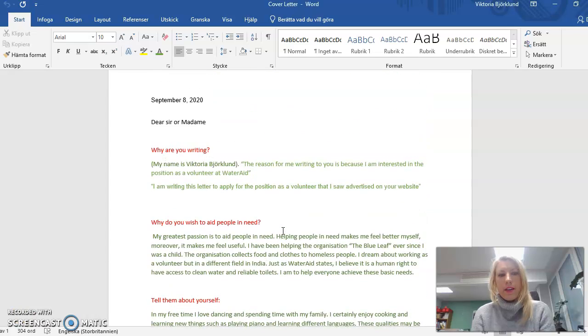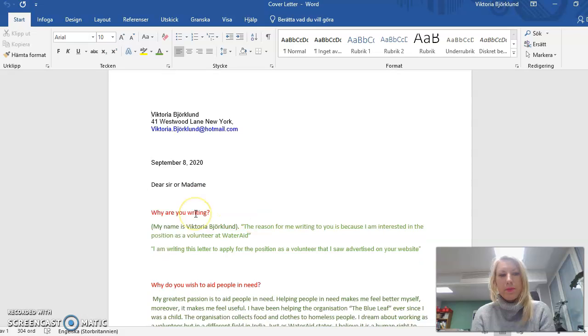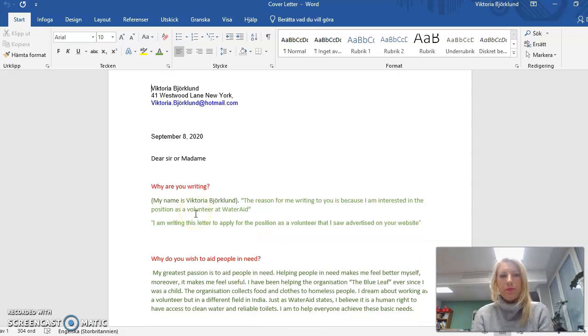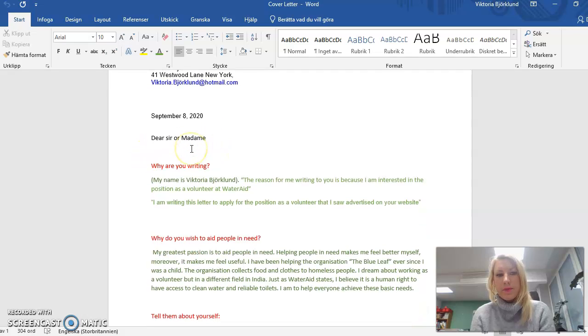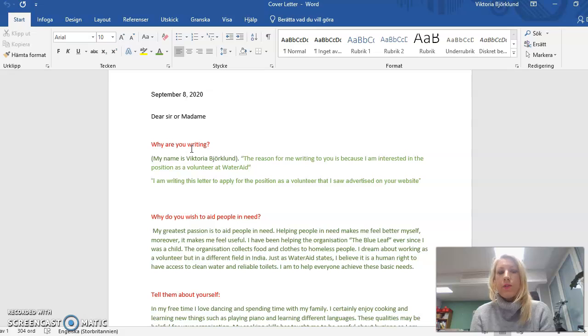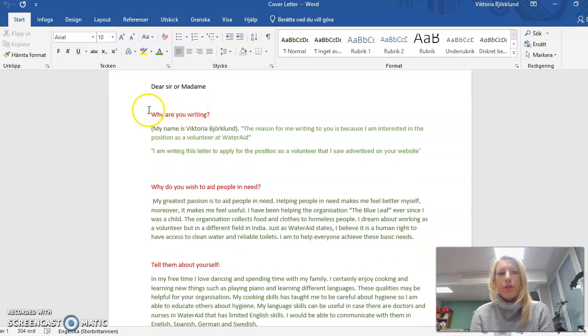So here I wrote another example. So I hope it's even more clear. You can see that I started with my address here. Then I wrote the date. And since I don't know the name of the person I'm writing to, I'm writing Dear Sir or Madam. I wrote some headlines here so you are able to follow easier.